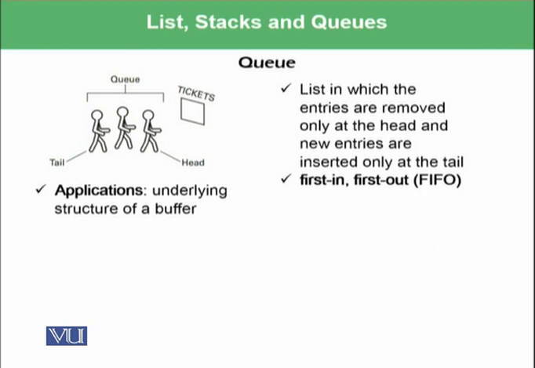The next data structure or data abstraction based on list is the queue, which is almost the inverse of stacks, in which we have a list in which entries are removed only at the head and new entries are inserted at the tail. So this is called first in first out, and stack was called last in first out. So here we have a queue, and it has many applications.